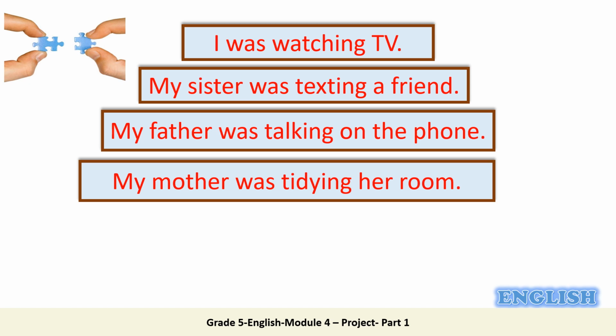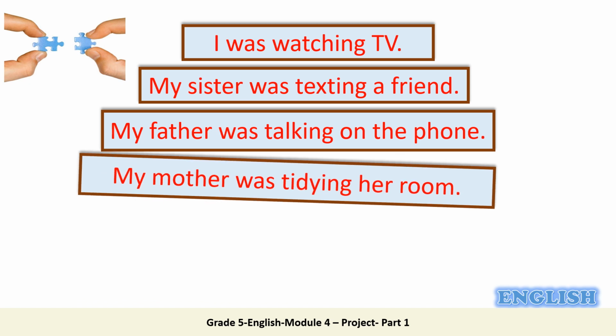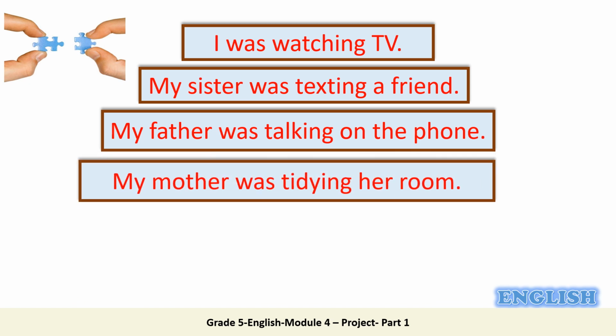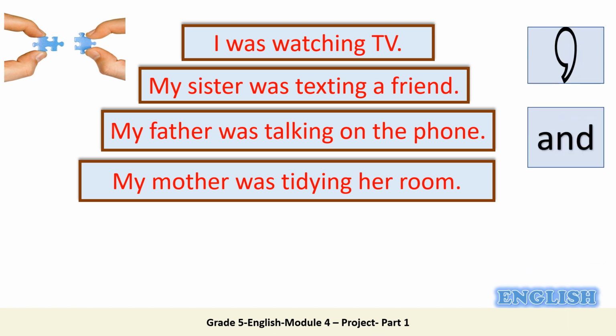Here we have 4 sentences. Will you accept this challenge? Let's read the sentences first. I was watching TV. My sister was texting a friend. My father was talking on the phone. My mother was tidying her room. Try to connect these 4 sentences using comma and and. Pause the video and rewrite the sentences and then play the video again to check your answer.